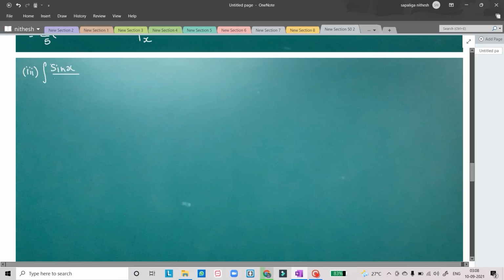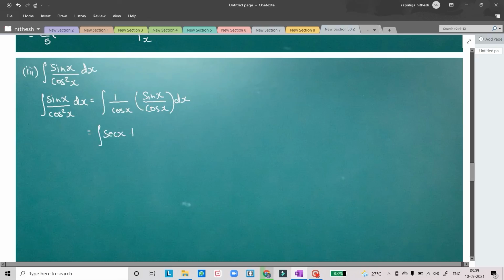Question 3. Integral sine x upon cos square x dx. We'll separate cos square x as 1 upon cos x and sine x upon cos x. This is because sine x upon cos x gives us tan x, and 1 upon cos x gives us sec x. So the integral of sec x into tan x dx gives us sec x plus c.